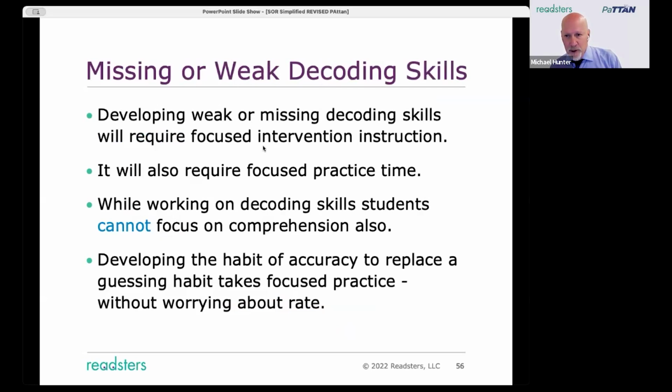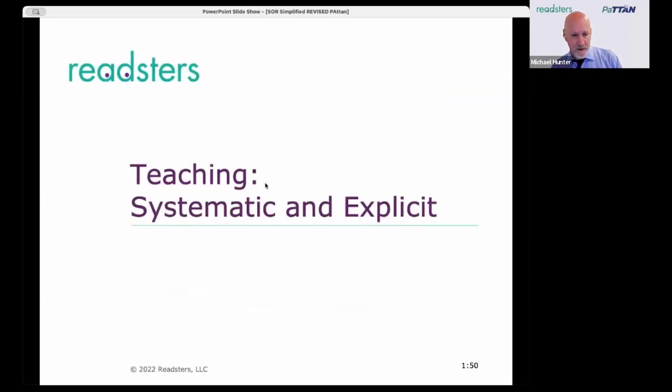Don't skip the pre-reading skills if you think a student is missing them. And I have worked with older, and I'm talking even adults, that were missing pre-reading skills. So you cannot assume that a struggling reader has all their pre-reading skills if they're showing enough weakness in their decoding.